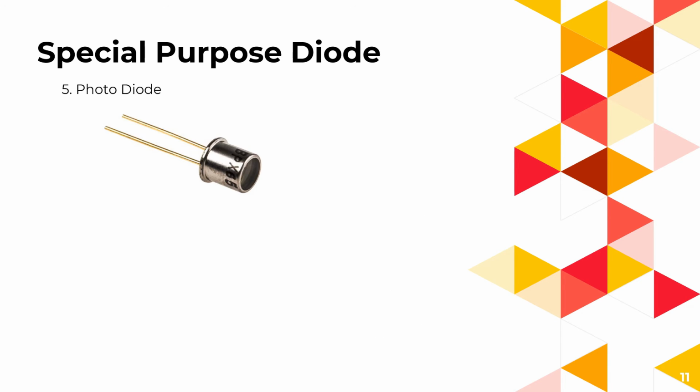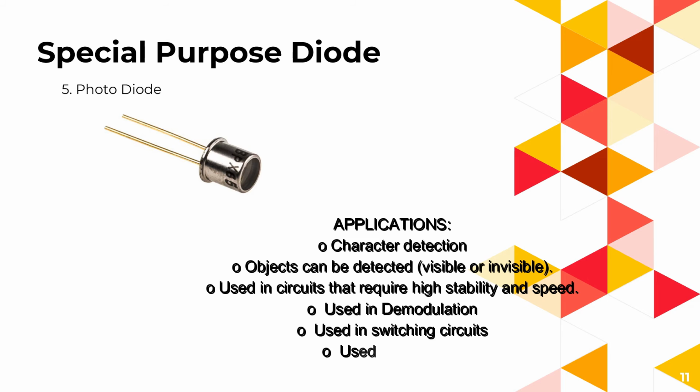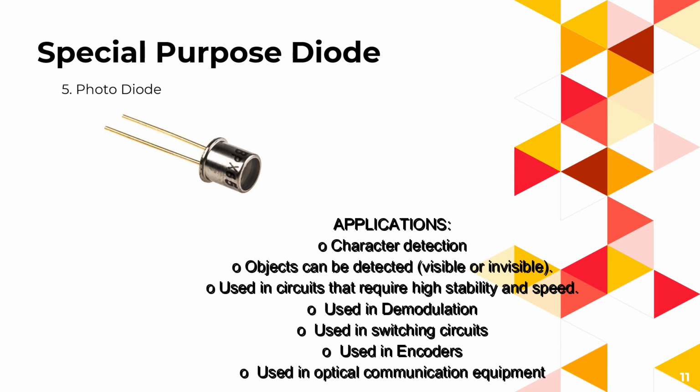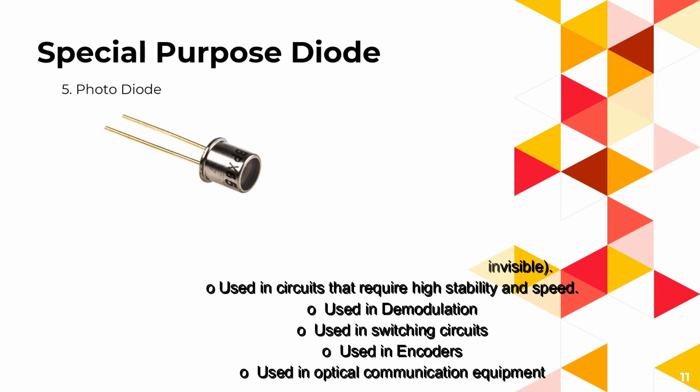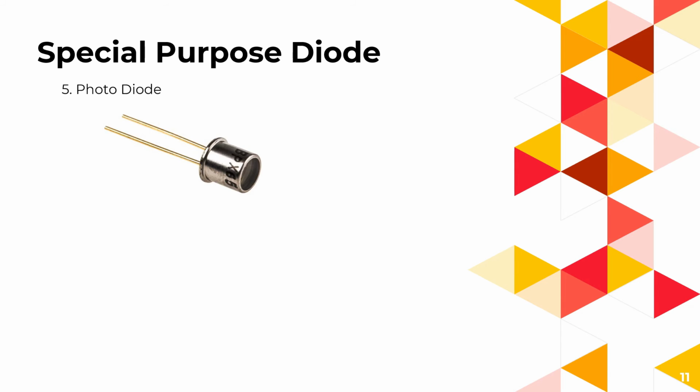There are many applications for photodiode, such as character detection. Objects can be detected, visible or invisible. It is used in circuits that require high stability and speed, in demodulation, in switching circuits, in encoders, and lastly, in optical communication equipment.